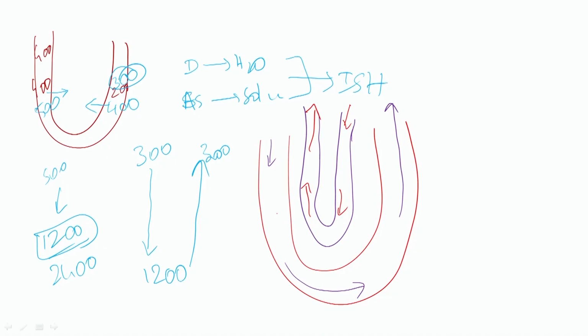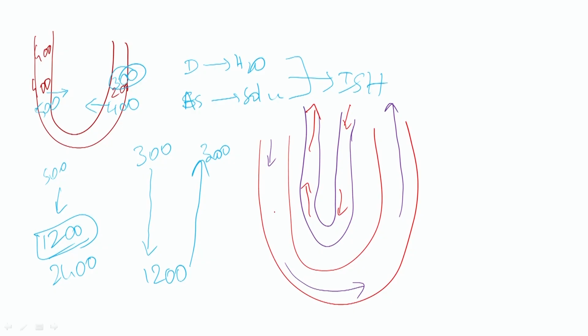So due to that reason, in the initial phase, in the multiplier phase, what is happening? From the descending limb, it will enter into the interstitial fluid. Then from the interstitial fluid, it will enter into the vasa recta, the peritubular capillaries, right? Then on the ascending side, again the same thing will happen.